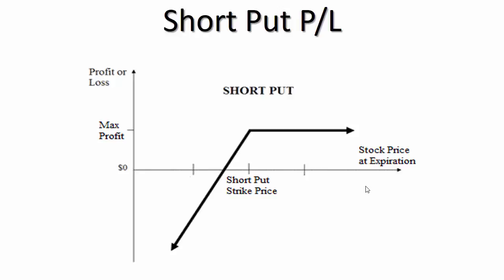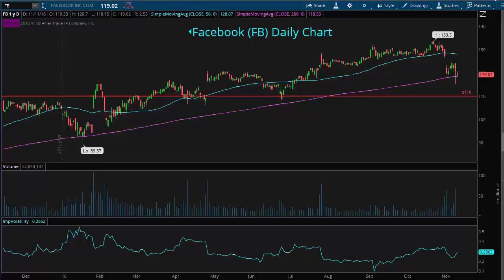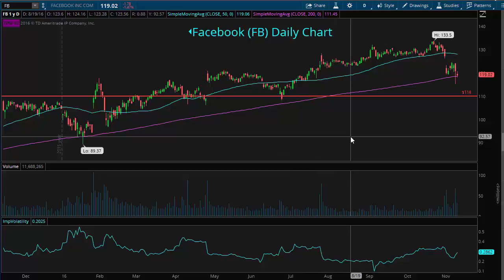Now, generally speaking, we like to sell puts on ETFs most of all because of the more diversified risk. But we also sell puts on some high-quality individual stocks when they dip. A case in point might be Facebook or FB, a NASDAQ-listed stock. Now, let's show here the most recent chart of FB, and I'm going to go ahead and pull up my thinkorswim platform. And here we have a daily chart of FB or Facebook.